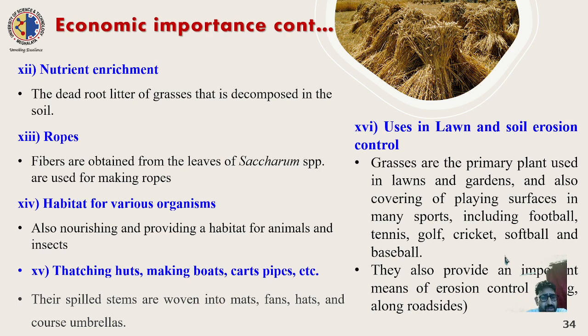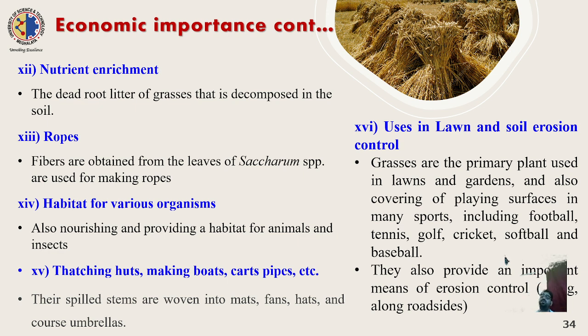Some species are used to make ropes because of their high fiber content. Another important economic importance of this family is as habitat for various small organisms. They live, they nourish, they are provided for. This family provides habitat for these animals to make houses there. The stems are also used for making mats, like bamboos are used to make mats, fans, hats, and other forms of thatching huts.